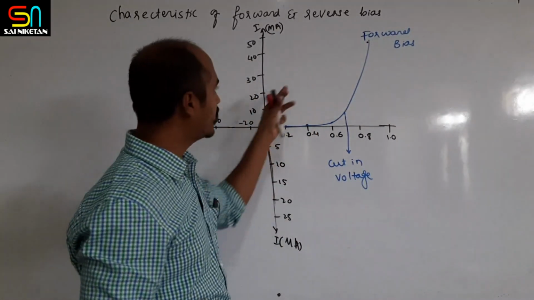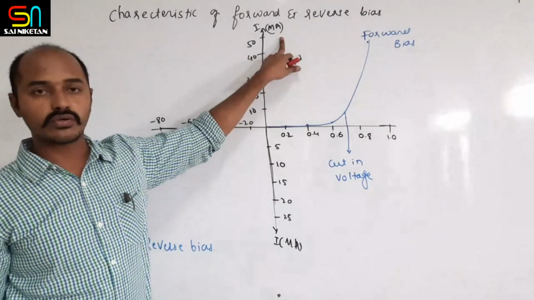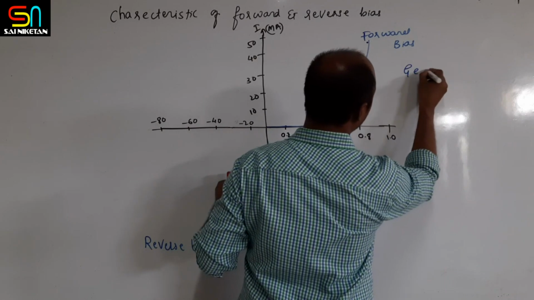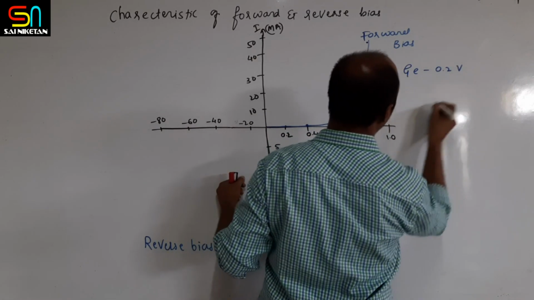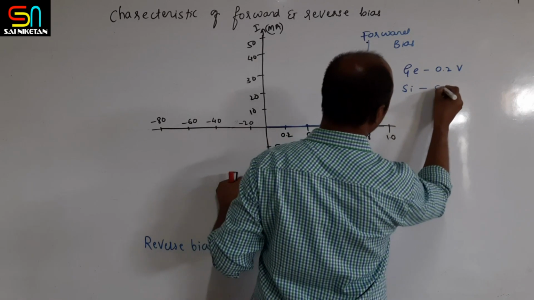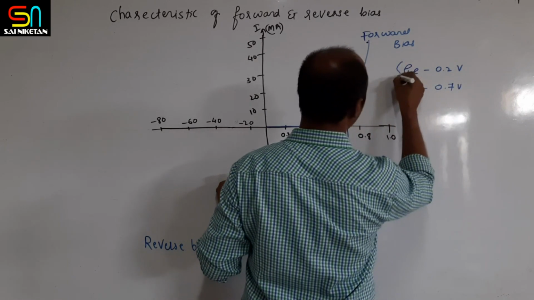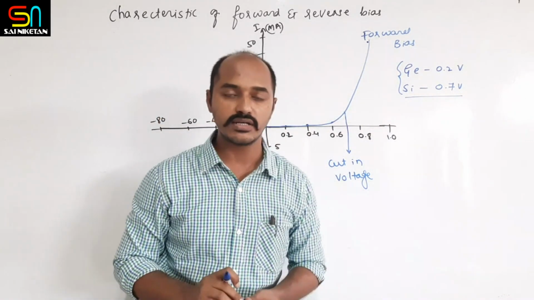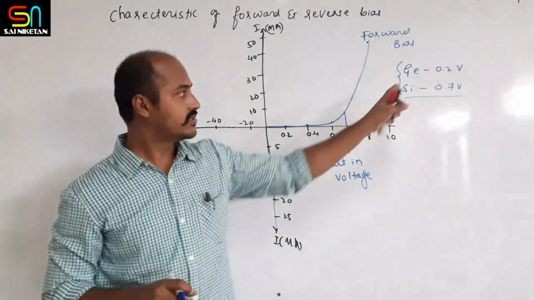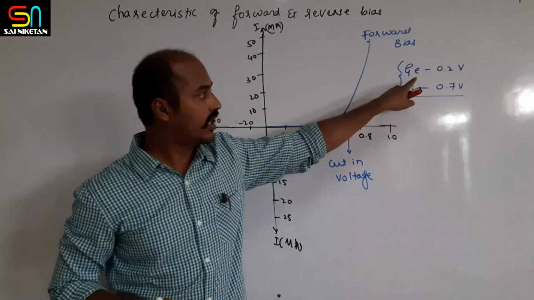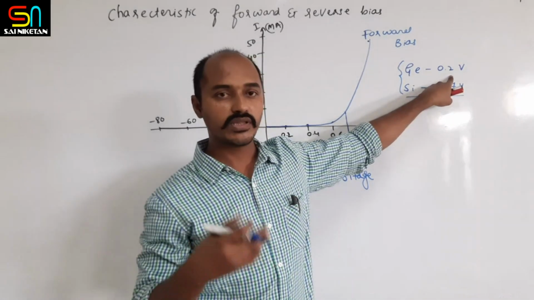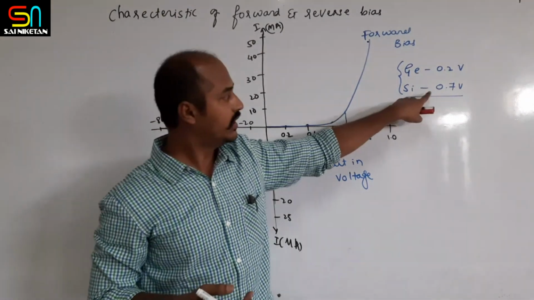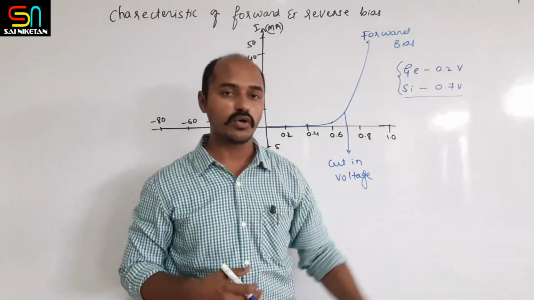And here whatever current we have got is in microampere. And the cut-in voltage for germanium is nearly 0.2 volts, and for silicon it is 0.7 volt. Nearly 0.2 and 0.7 volt. Means when you are using a germanium crystal diode with P and N type semiconductors, if the applied voltage reaches 0.2, then suddenly an increment in the current takes place. Whereas if you are using silicon, it needs 0.7 to increase the output current.